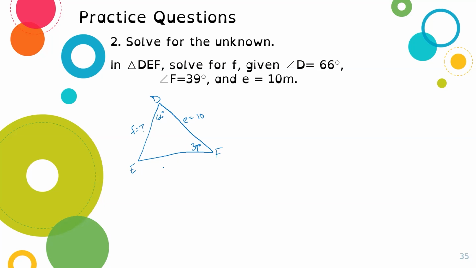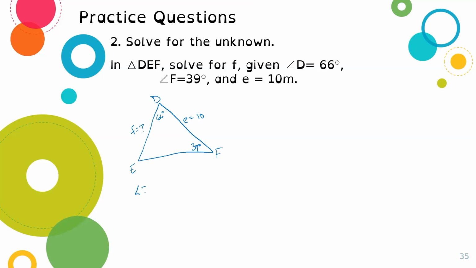So can I use the sine law? I have two angles and a side. Well, if I have two angles, that means I can always find the third angle, which is good because this time I don't know the side across from the angle that I do know. So I need to figure out what my angle E is.